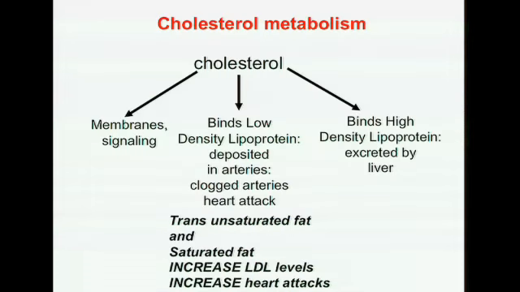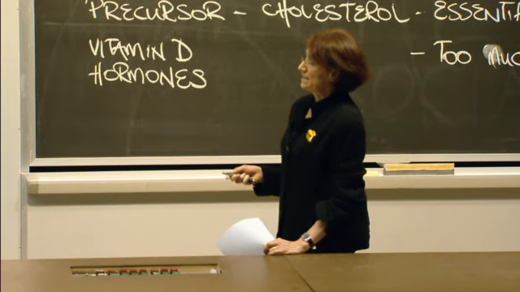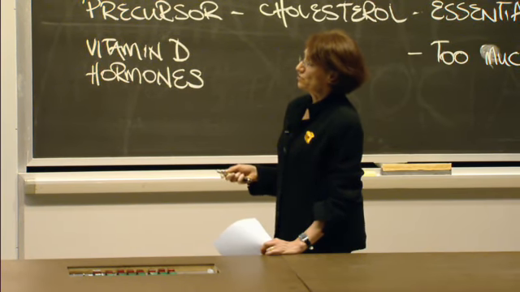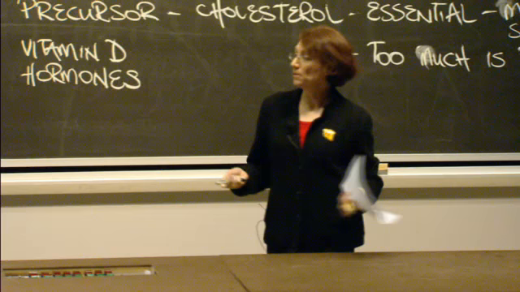What's the deal with cholesterol? Cholesterol is used for membranes and signaling, but it also is carried through the body by a component called low-density lipoprotein, and this low-density lipoprotein, or LDL, is deposited in the arteries where it clogs them and leads to heart attack. If cholesterol binds high-density lipoproteins, a different kind of transport molecule, then the excess cholesterol is excreted by the liver, and you're good, you're well.